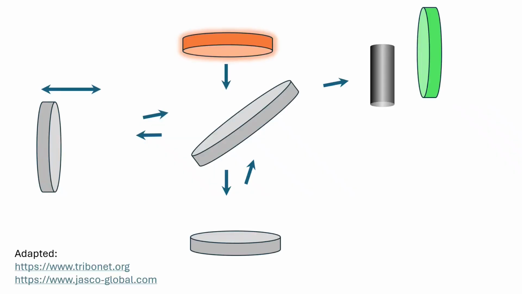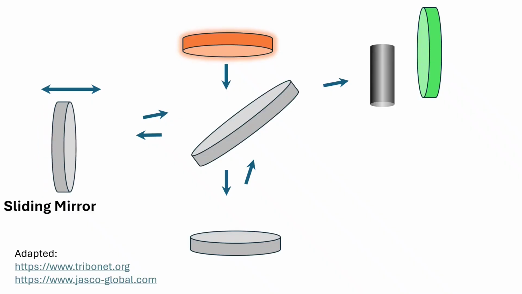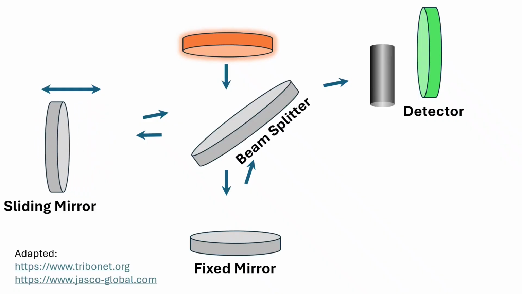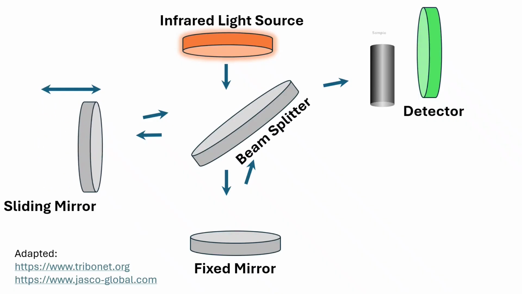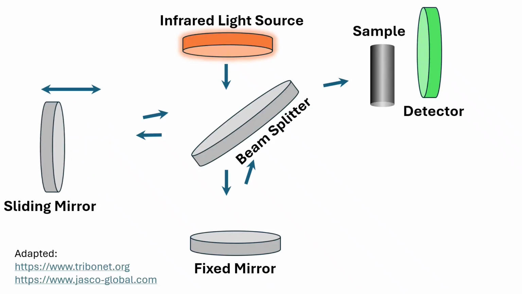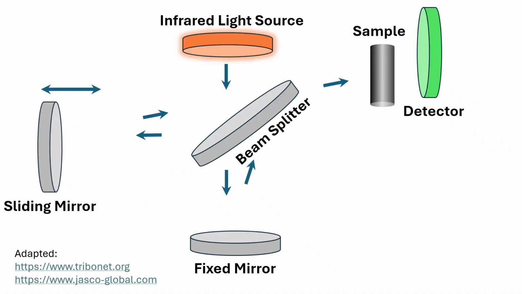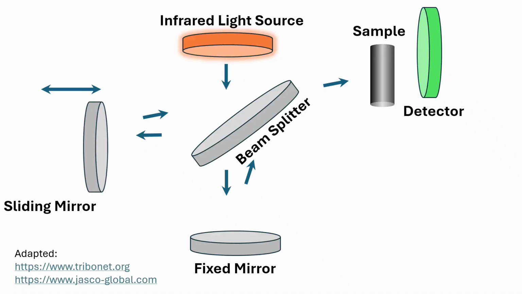How does FTIR work? In FTIR, we shine all wavelengths at once. It is done by an interferometer. There are many steps. An infrared light source emits light at all frequencies. The components are a sliding mirror, fixed mirror, detector, beam splitter, infrared light source, and a sample. The sliding or moving mirror precisely controls the optical path difference, that is OPD, between two beams of infrared light.